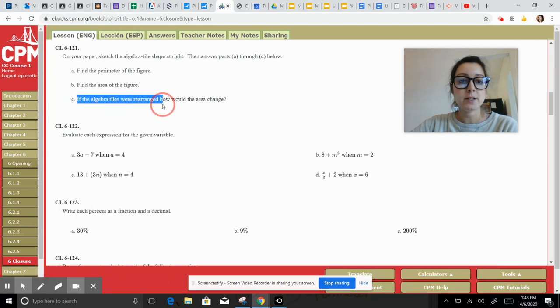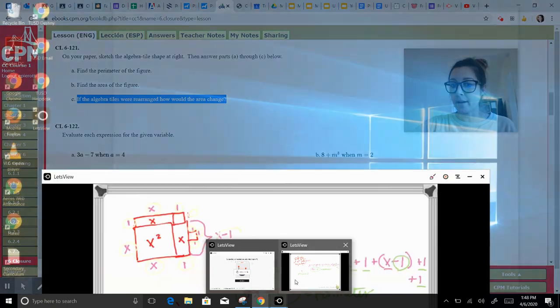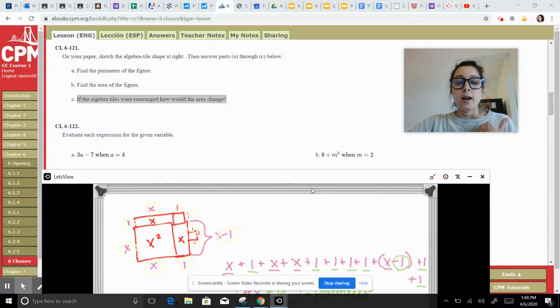So then I want you guys to think about part C. So if the algebra tiles were rearranged, how would the area change? So this is more like a mental math problem for you. If you were to take these tiles and move them around differently in a different order, would your area change or would it still be the same? So that's something for you to think about.